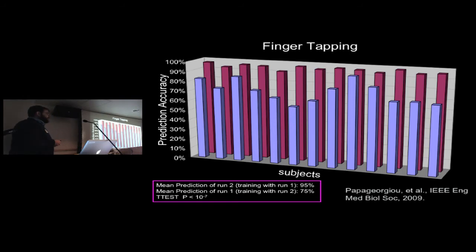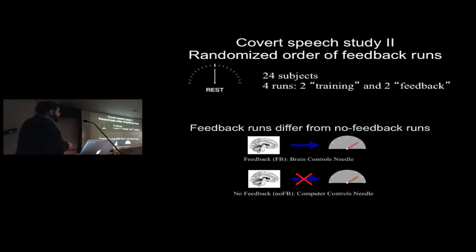So I was pretty excited about this, but we at least had enough information to try to go after this earnestly. And so we designed an experiment to do this. So up to now, everything I've talked about has had a training run where the subject's not controlling an interface, and then a feedback run where they are controlling an interface. And so there's a temporal confound there.